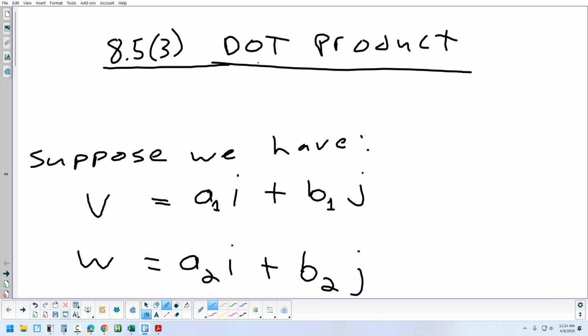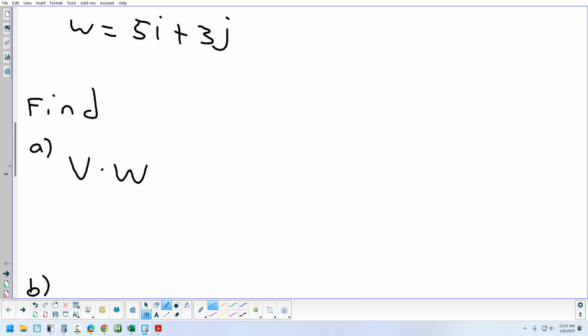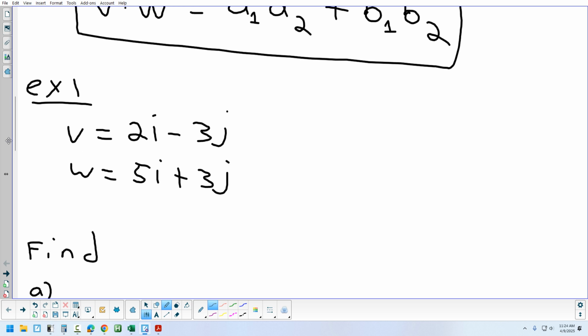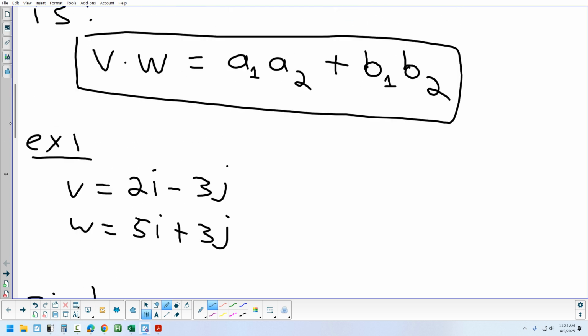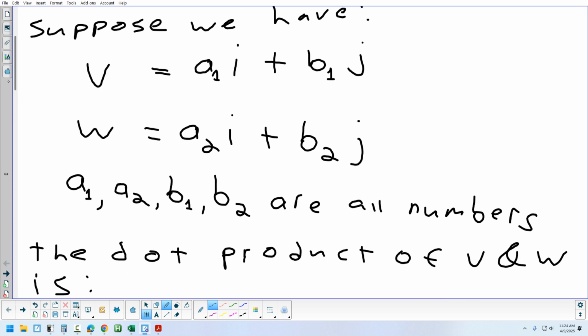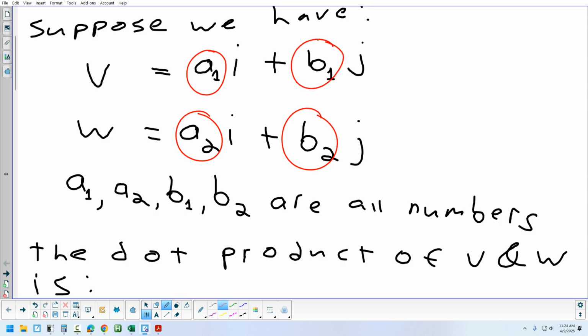I think I have an example down here. Yeah, like that. Okay, all those numbers in front of the i's and j's, they'll be numbers, not letters. So now I'm going to show you the formula for finding a dot product. It's going to involve these four things that I just circled. Those are the four things you use in the formula. Okay, it's a very simple formula.